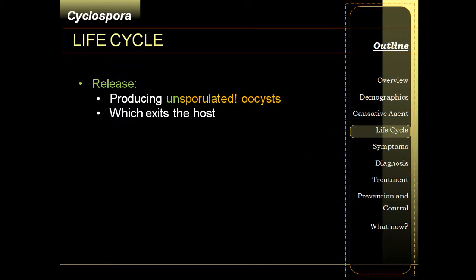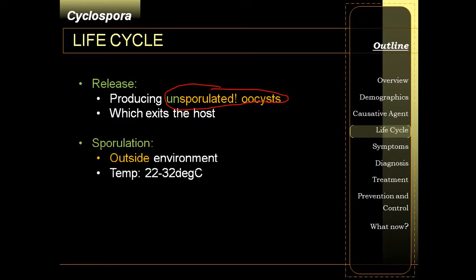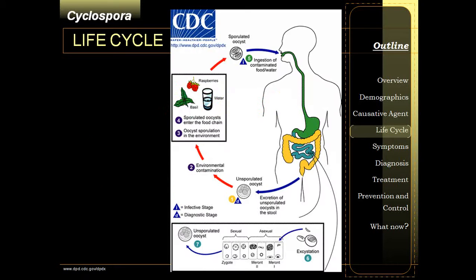However, the difference is that they produce unsporulated oocysts. So what's the significance of unsporulated oocysts? It is not yet infective. So what happens if it's not yet infective? It needs to sporulate outside of the body, using particularly favorable conditions like temperature, humidity, and all that.